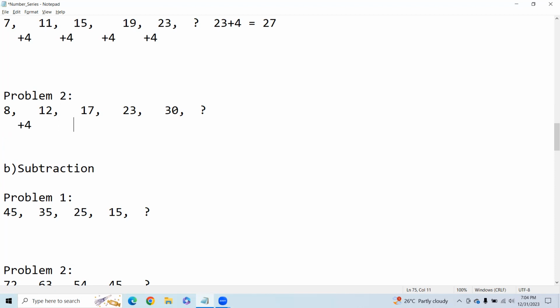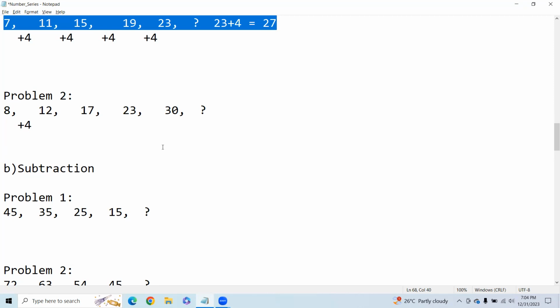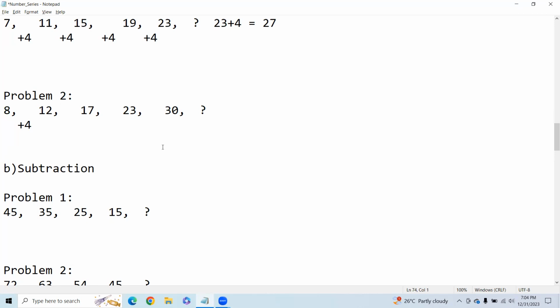How much you add in 12, you get 17. Is it plus 4 directly? Like in the earlier example, it's 7 plus 4 plus 4, continuously it was plus 4 only. But here, 8 plus 4 is 12. Now, 12 plus 5 is 17. And how much you add in 17, you get 23. 17 plus 6. Then you have 23 plus 7.